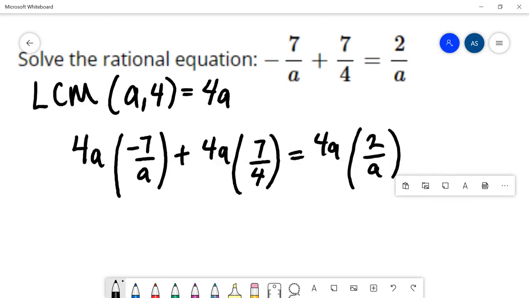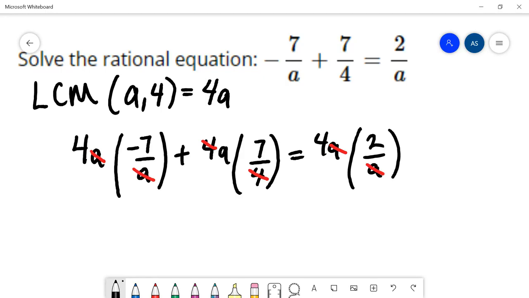And what this is going to do, it will cancel out all of our denominators. So on the first term, we have an a in the numerator and denominator. On the second term, we have a 4 in the numerator and denominator. On the third term, we have a's in the numerator and denominator. So we cancel out all of those fractions. Let's write down what we have left.